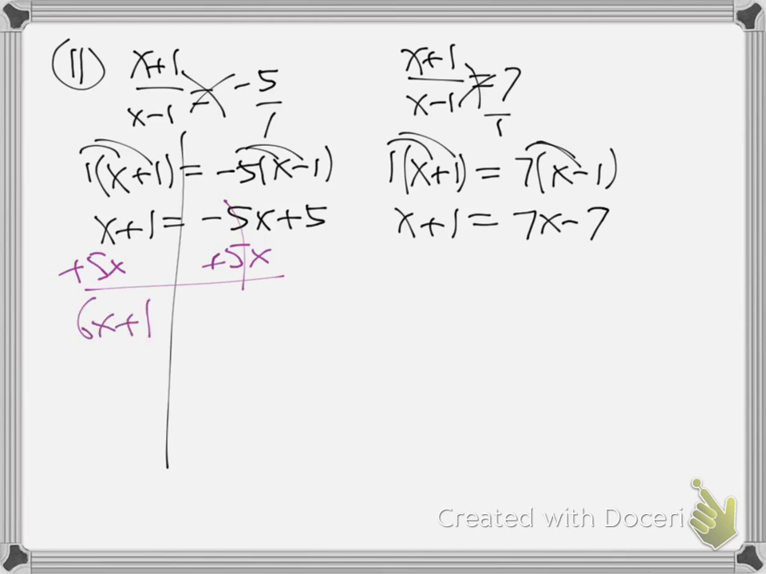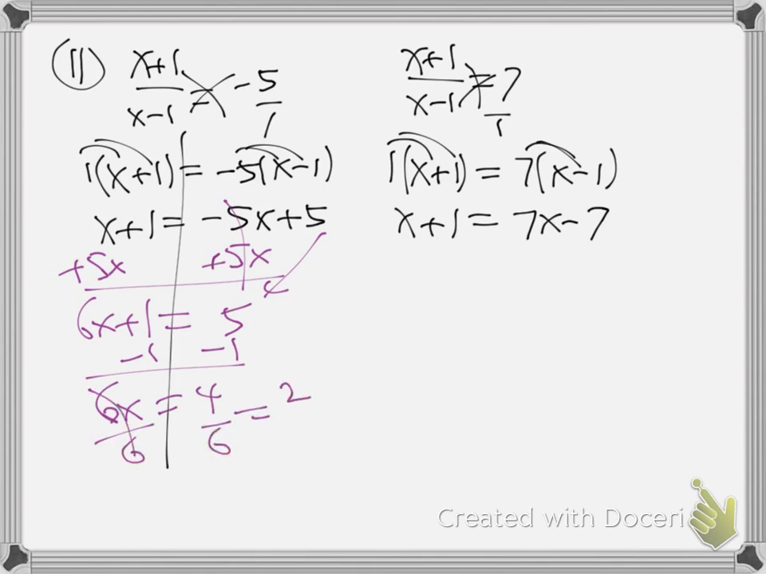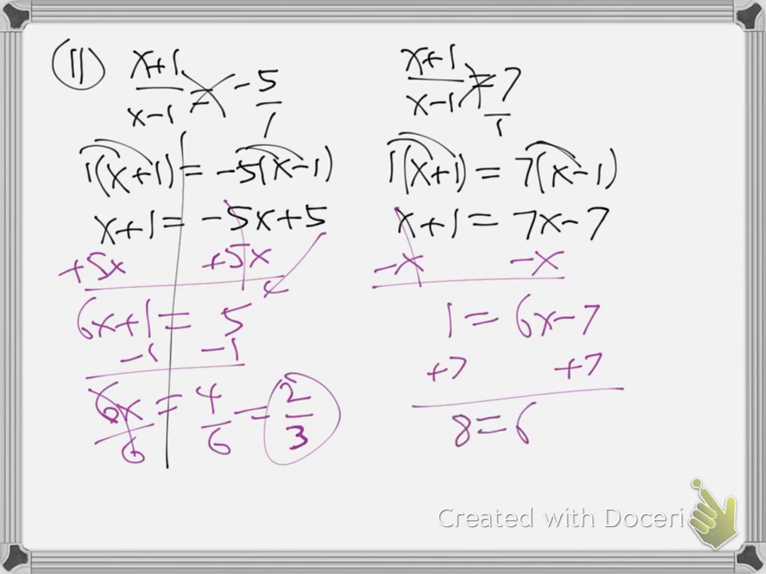This will be 6x plus 1 is 5. Subtract 1. 6x is 4. Divide by 6. 4 over 6 reduces to 2/3. So 2/3, there's one of the answers. The other one, let's see, subtract x from both sides. Then add 7 to both sides. Divide by 6. So 8 over 6 reduces to 4/3. So the two answers are 2/3 and 4/3. And we solved it.